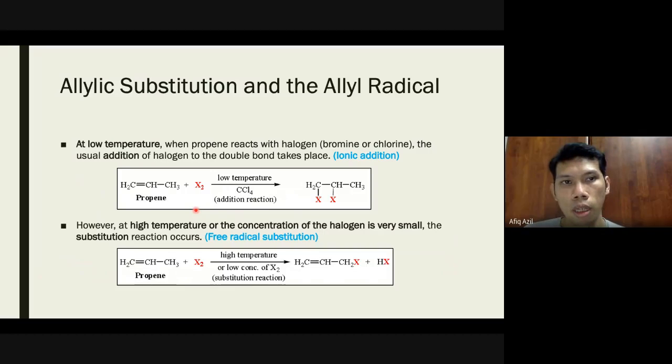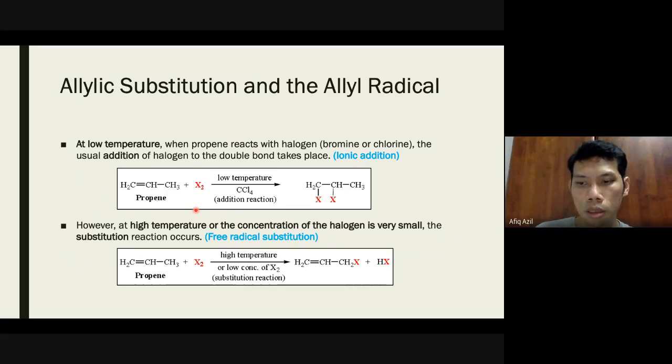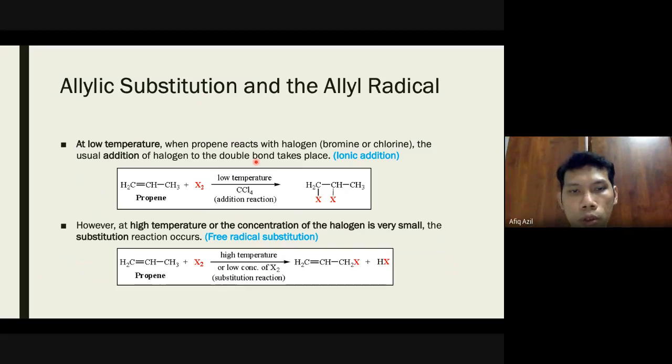So allyl or allylic substitution and the allyl radical. To show the resonance theory throughout this unit, we will be using allyl as an example. Okay, but at the end of the part, there will be dienes as well. So here we have an addition reaction, and the one below is free radical substitution.